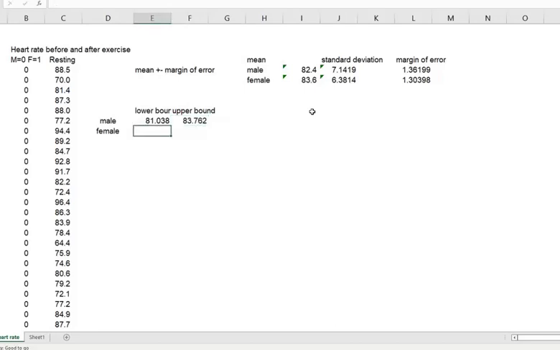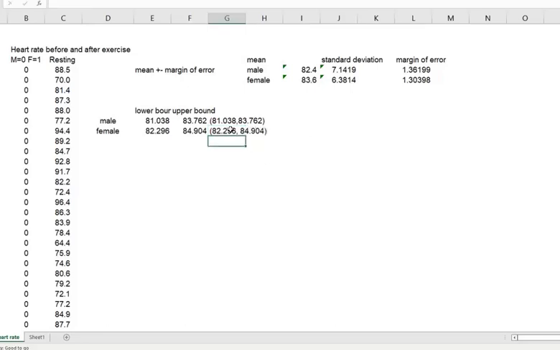Same thing for females. The lower bound equals 83.6 minus 1.30398, and the upper bound equals 83.6 plus 1.30398. That's it. We've got our confidence interval. So the male confidence interval is 81.038 to 83.762. The female goes from 82.296 for a lower bound to 84.904 for an upper bound.